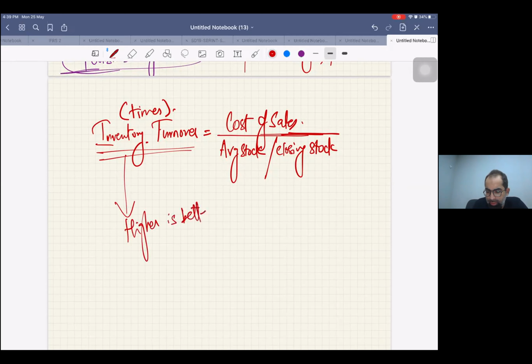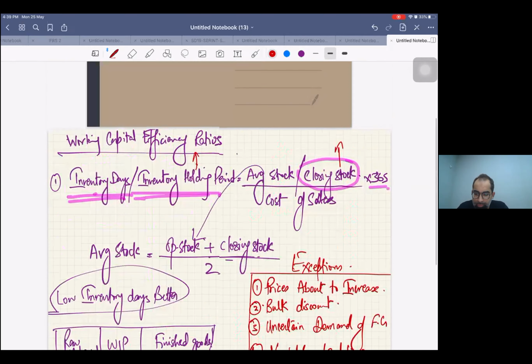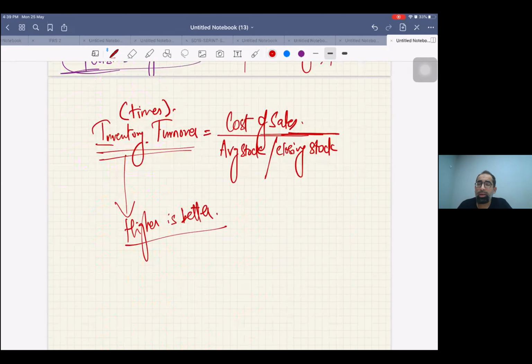And for the above ratio, inventory holding period in days, lower is better. Okay, so these two are reciprocal of each other. Don't forget, it's the totally reverse formula. The above was inventory holding period in days, and this is inventory turnover in times. Inventory turnover means how speedily you are selling your stock. So high speed is good if you want to make sales.